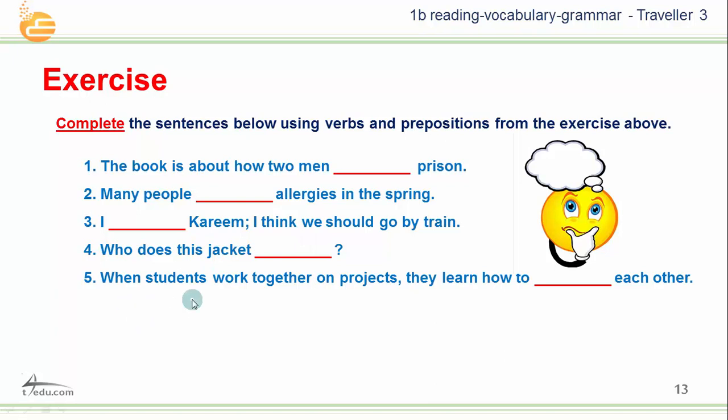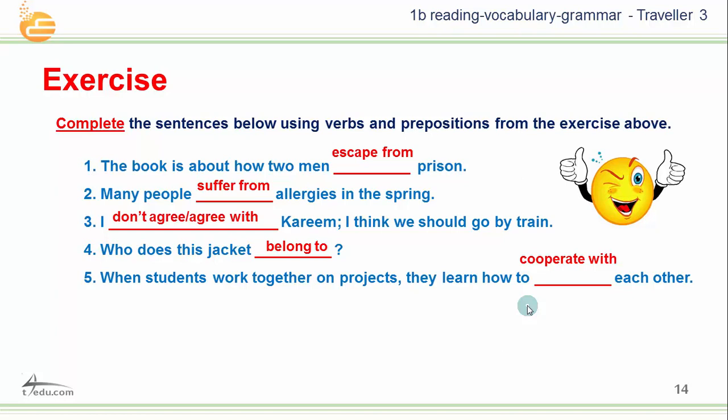And five, when students work together on projects, they learn how to each other. So they learn how to cooperate with each other. And here are the answers. The first one, escape from. Two, suffer from. Three, agree or don't agree with. Four, belong to. Five, cooperate with.